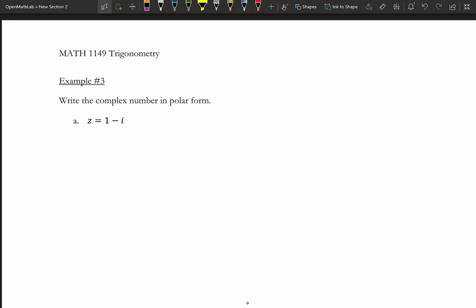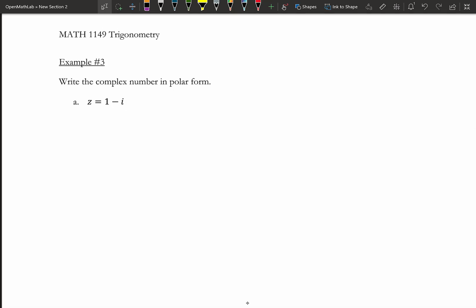So now we're ready to work with some of these. Let's try some examples, practice this. So example 3, we want to write the complex number in polar form. So we're given z equals 1 minus i, right? And just to make that clear, that's equal to 1 plus -1 times i. So that tells me that A equals 1 and B equals -1.